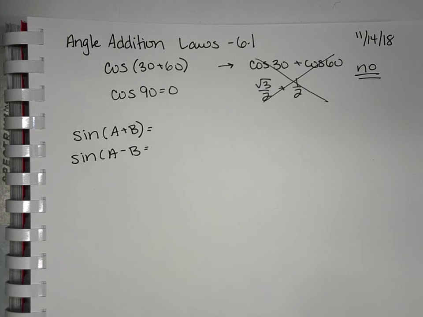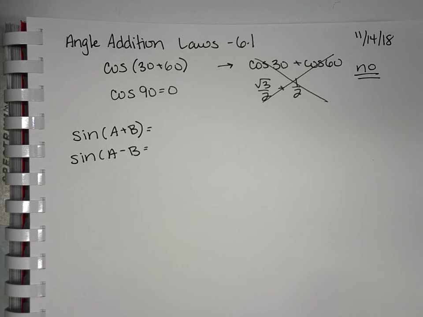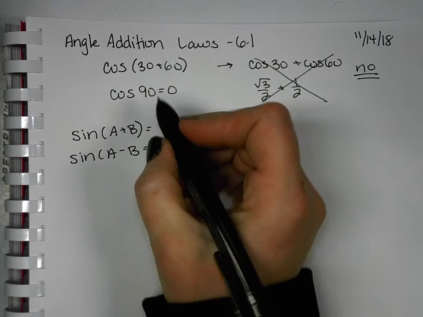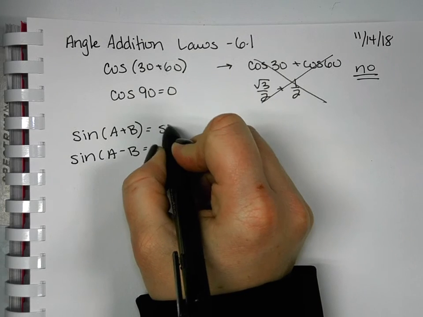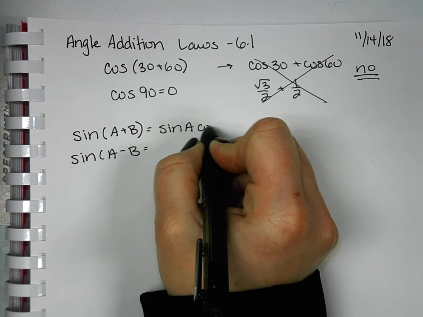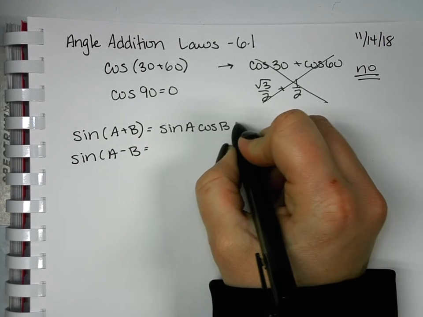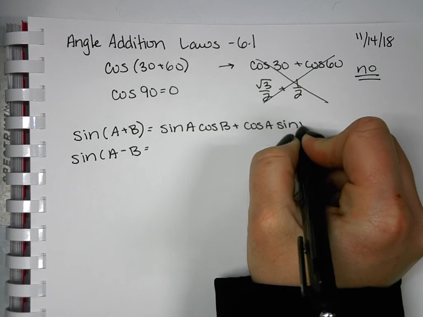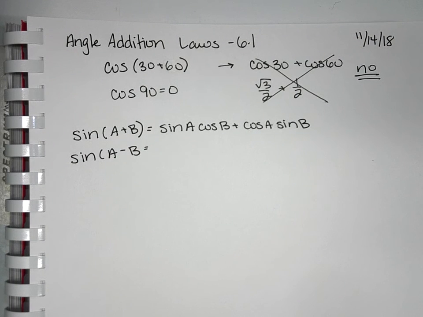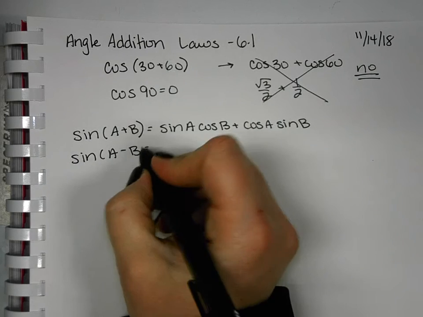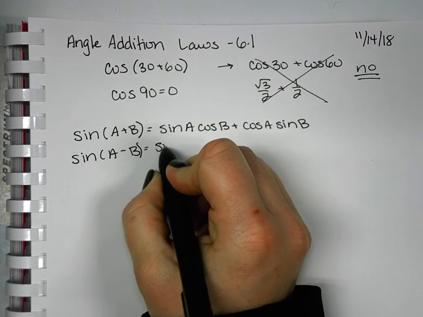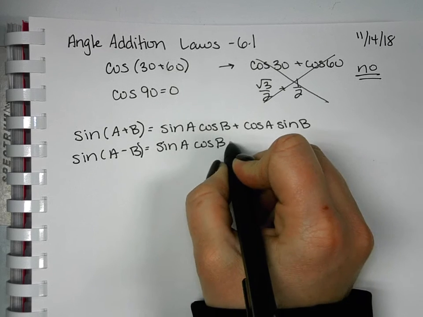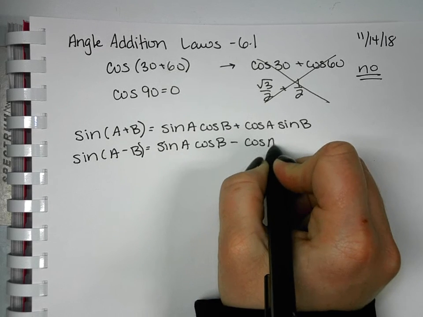The pattern you'll notice is the same for both of these with just a sign difference. For the sine of A plus B, it's going to be sine of A times the cosine of B plus the cosine of A times the sine of B. For sine of A minus B, it's the same pattern: sine A cosine B minus cosine A sine B.